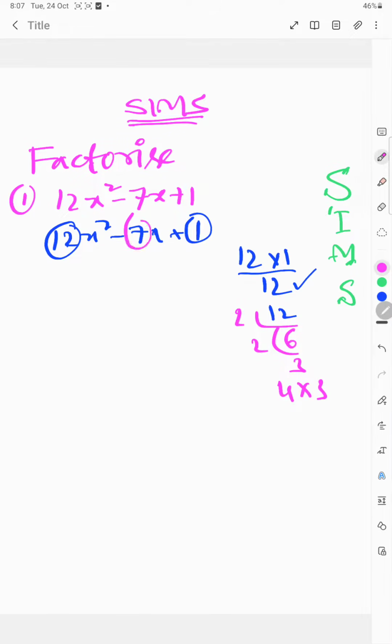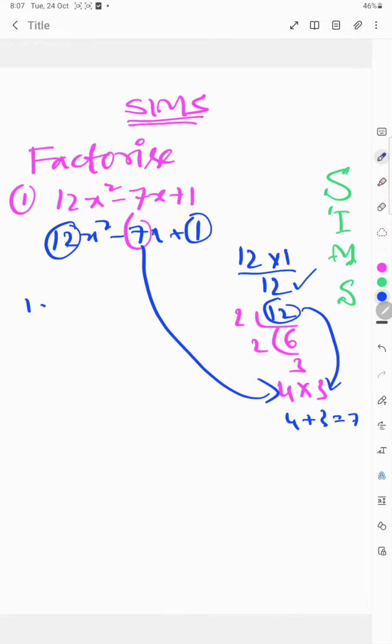So in the middle, x coefficient is 7. So how will we come to equal 7? So 4 plus 3 is equal to 7, and 12 also, 4 into 3 is 12. So that's why both are equal. Adjustment in our factorization. So after that, 12x square minus 7x plus 1.